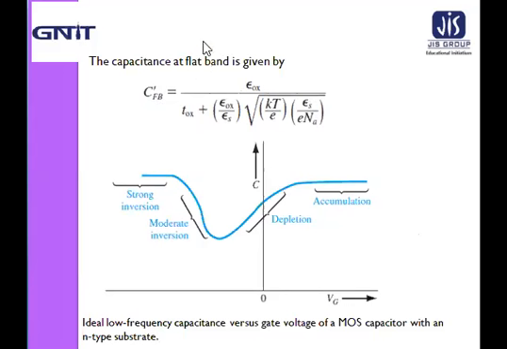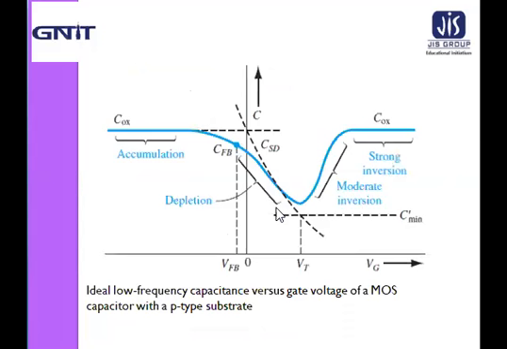From this equation, we can see that the flat band capacitance is a function of oxide thickness as well as semiconductor doping. And this is the general location of this point on the CV plot, that is capacitance and gate voltage plot.